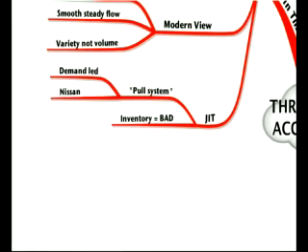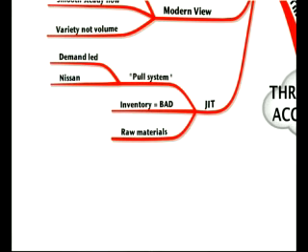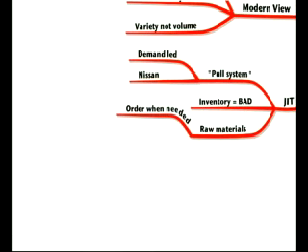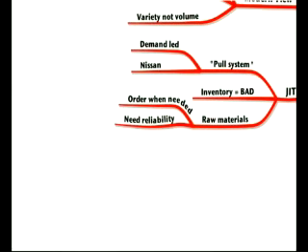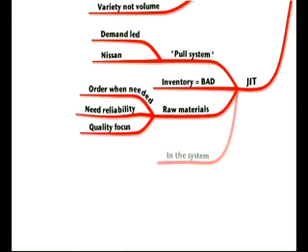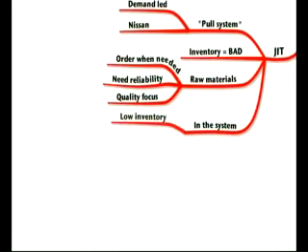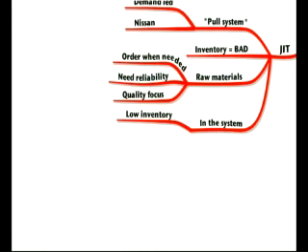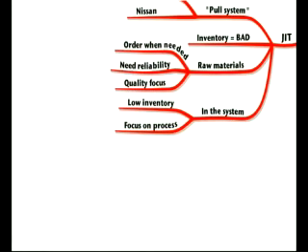Inventory is bad, so we seek to minimize inventory at each level: at the start, the middle and the end of the processes. So you don't have a build-up of raw materials at the start or through the system. You order the raw materials when needed, which means you need a reliable supplier and you need quality from your supplier. When you're in the system, you're going to have low inventory. If you've got several processes to go through, you don't want inventory building up before each process. So you focus on making that process as efficient as possible to get the thing moving through.